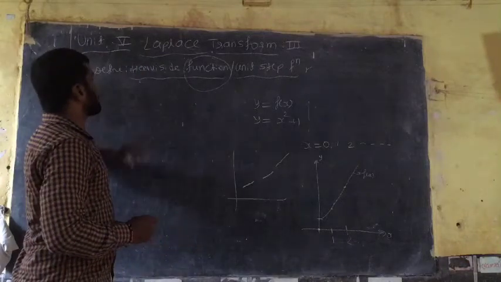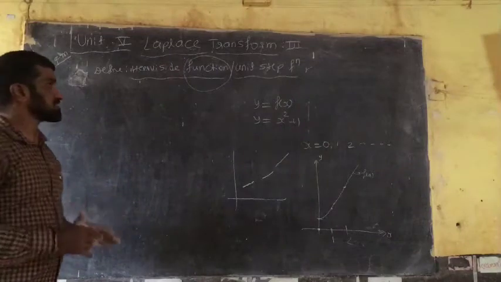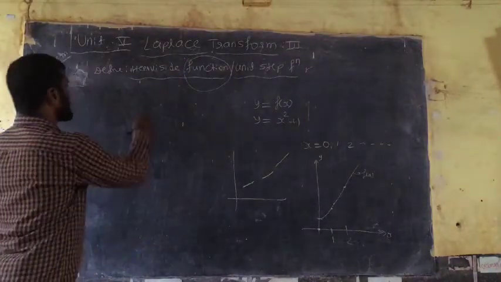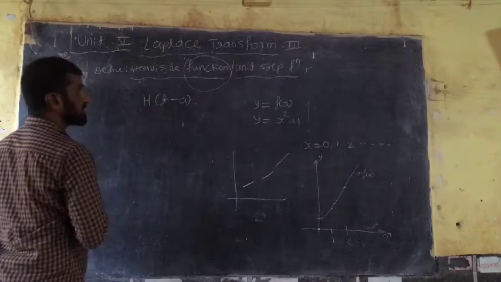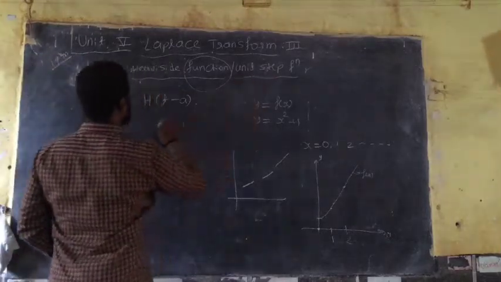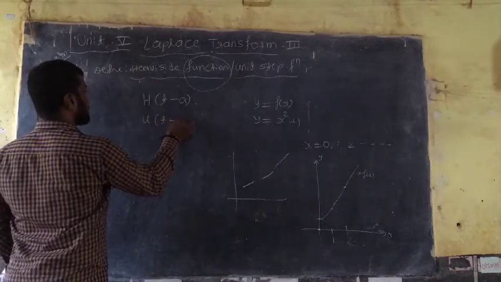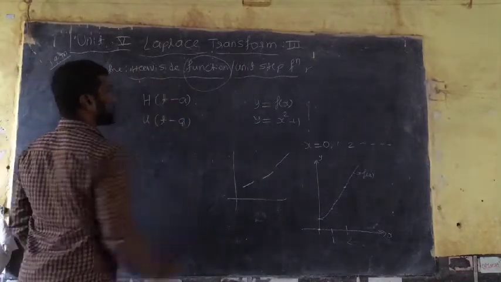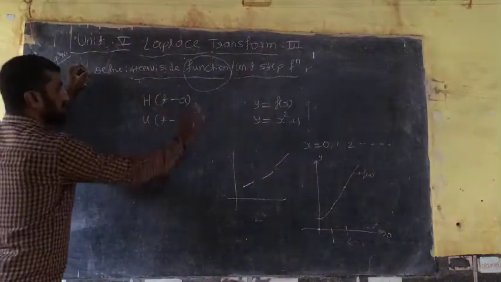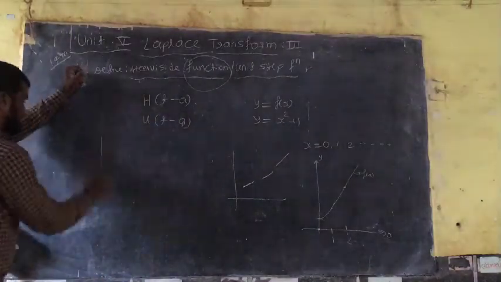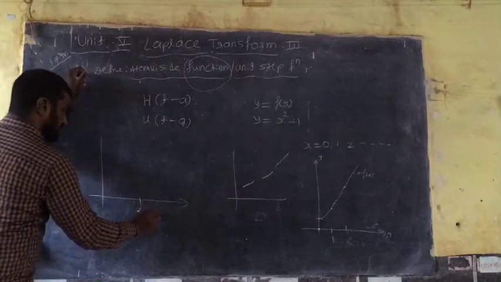Then how to define Heaviside function? It is one kind of function. It is symbolically denoted by h of t minus a, or for unit step function, u of t minus a. These are the symbols for these definitions. Then how to define it? a is any number on the x axis, say like this. It is a, t is equal to a.